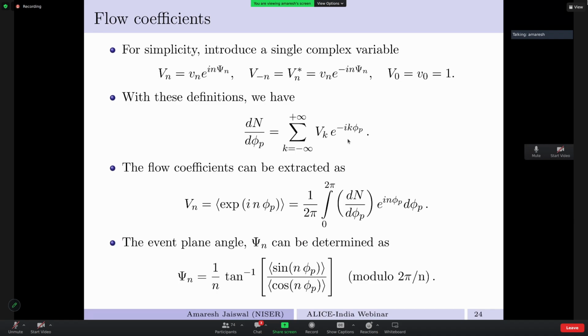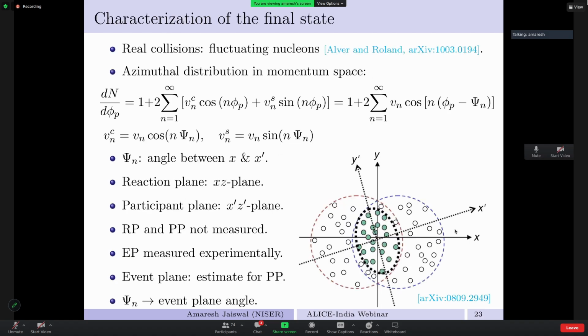Okay, so then the flow coefficients one can extract by simply inverting this, which is the Fourier coefficients. And one can also extract the event plane angle psi n. One has to keep in mind that whatever psi n we calculate, it has to be modulo 2 pi by n, because you are actually looking for this angle.